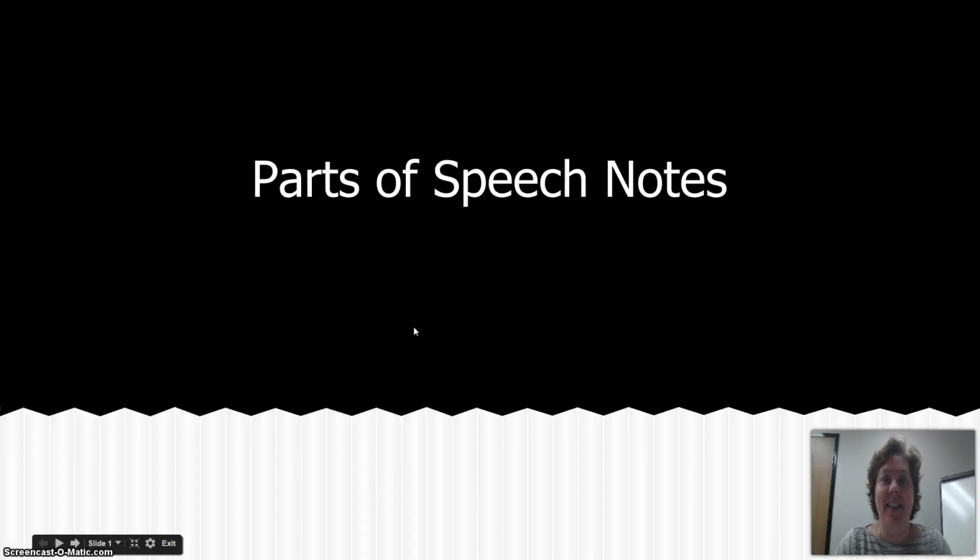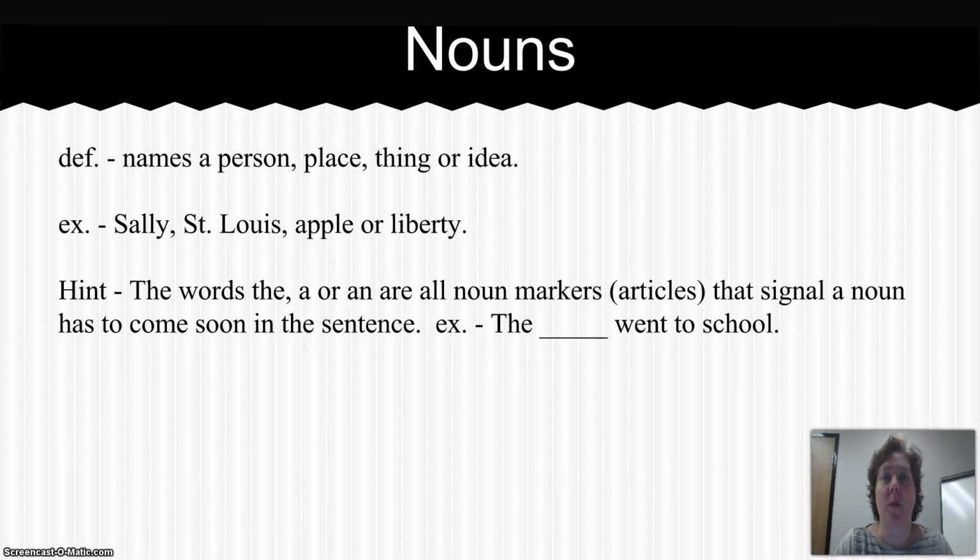Hi, this lesson will be about parts of speech. We're going to start with nouns. Nouns are the names of persons, people, places, things, or ideas. For example, Sally is a person. St. Louis is the name of a place. An apple is a thing, or an idea is something like liberty or freedom.